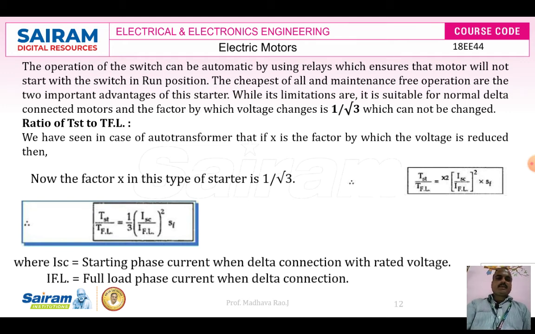The operation of the switch can be automatic by using relays, which ensure the motor will not start unless the switch is in run position. The relays will sense when any abnormal condition comes, and the motor will automatically stop.